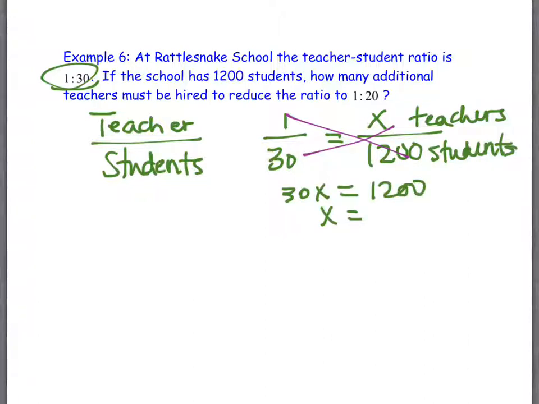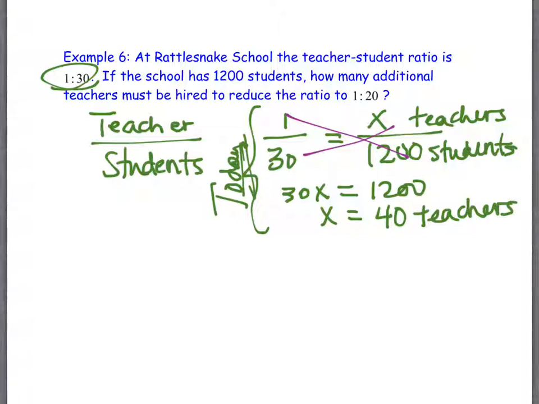So x is going to give me what? 440, right? Okay, not 440. I thought I heard somebody say 400. Maybe my ears were deceiving me. 40 teachers. So I currently have 40 teachers. This is what's currently going on. This is today.